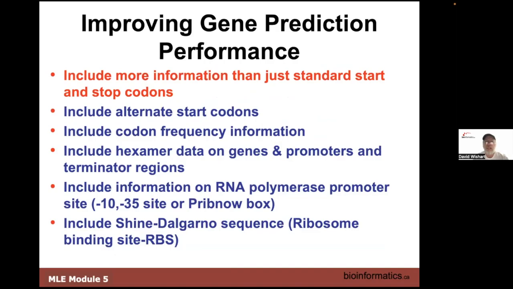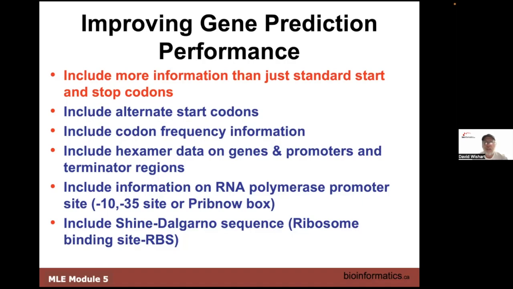Some of the things that we can do, again by reading the literature, is you should include more information than standard start and stop codons. We have some of that already in the ORF finder that we built at the beginning, having three different start codons. There are also alternate stop codons. We can include codon frequency information. This is something that people have noted for a long time. There are preferred types of codons for coding regions. There are also preferred bases to be at the start of certain codons.